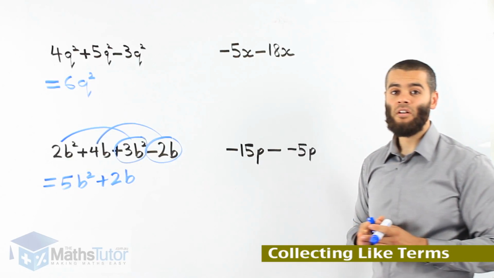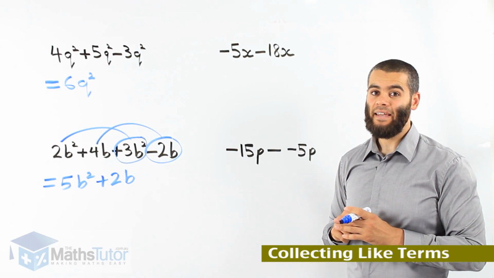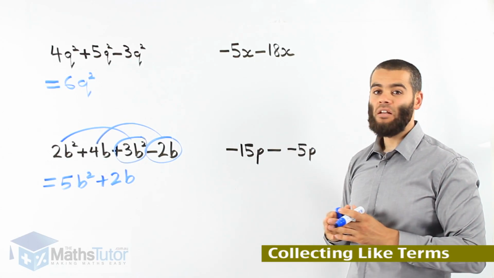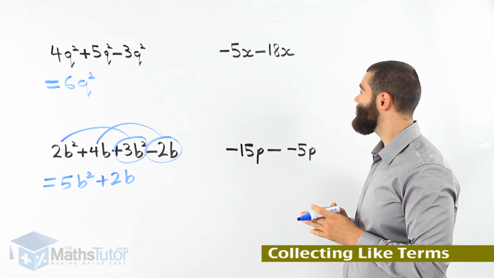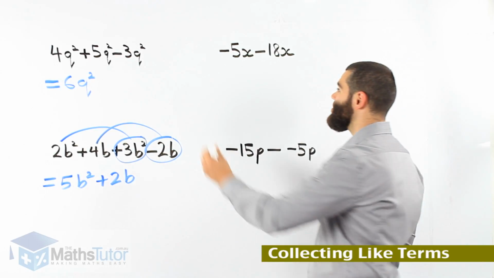This one here, negative 5x minus 18x. Again, we are looking for like terms, and yes, they are like terms. So negative 5 minus 18, again, we're working with negative numbers here.